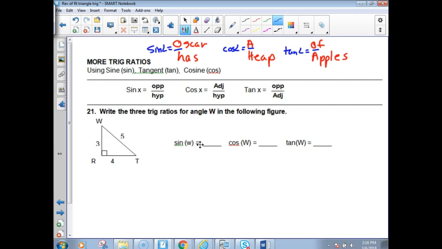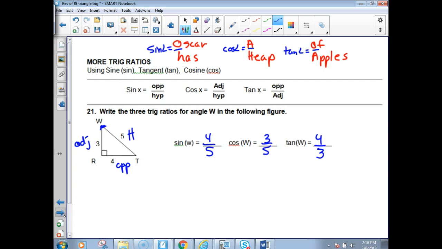So anyway, sine of W. Go from W, opposite over hypotenuse. The opposite leg to W would be the 4, and the hypotenuse is the 5. We hadn't used the hypotenuse yet, so maybe you want to label that. Since I'm doing all W, I'm going to label this one opposite, this one adjacent to the angle. Cosine will be adjacent leg over hypotenuse, 3/5, and the tangent will be 4/3.